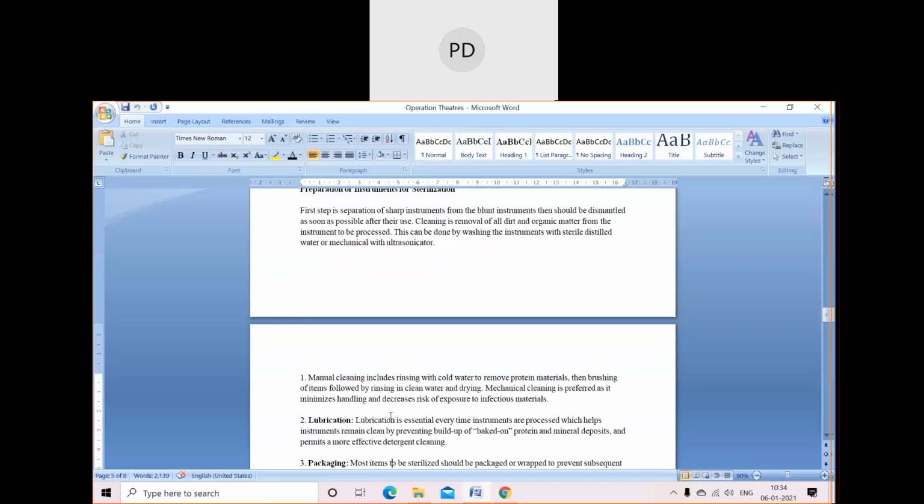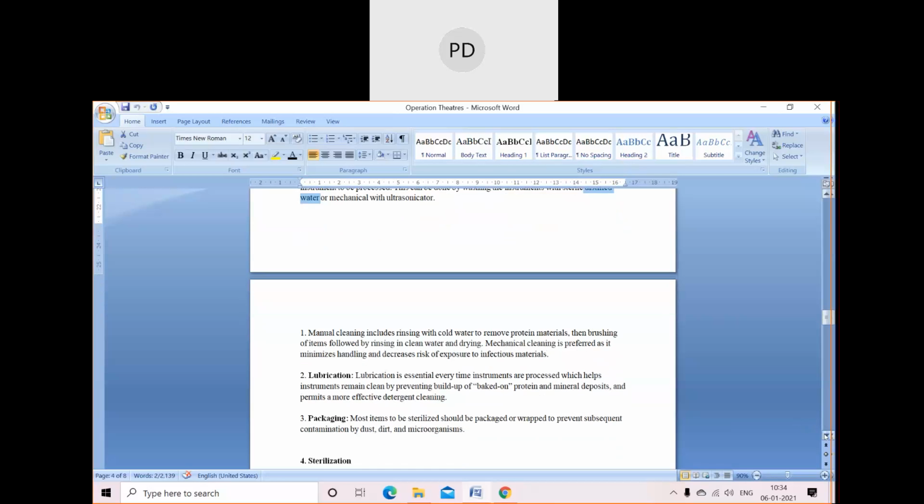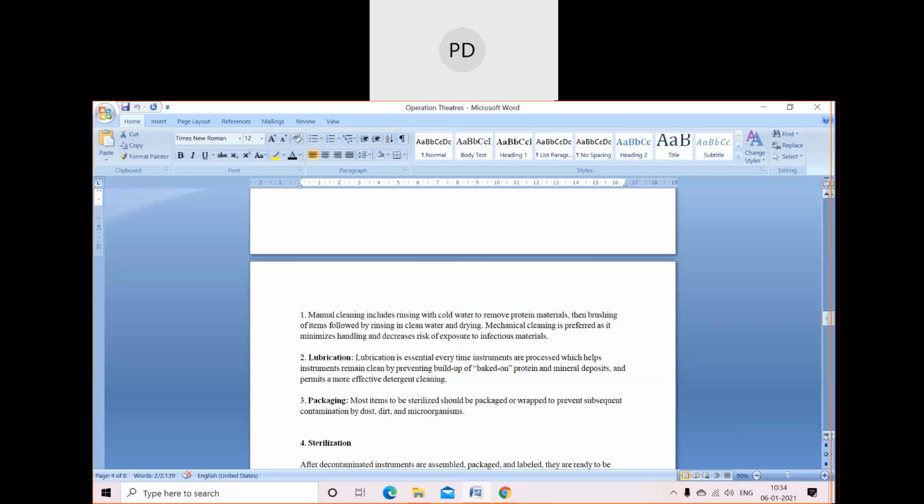Manual cleaning means the distilled water wash. Manual cleaning includes rinsing with cold water to remove protein materials, brushing of the item followed by rinsing in clean water and drying. Mechanical cleaning is preferred as it minimizes handling and decreases the risk of exposure to infectious material. Mechanical wash is also needed to take away all the infectious material attached to the instrument.